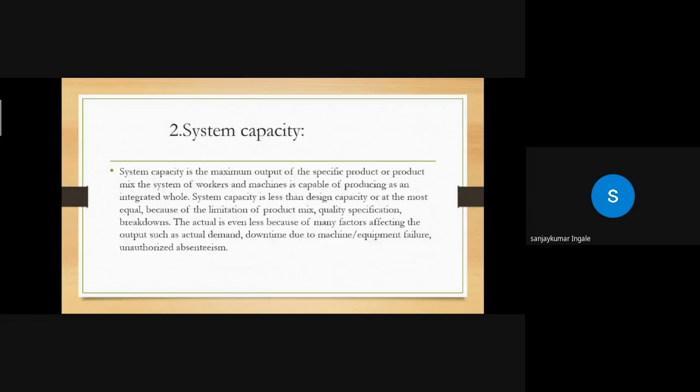Now, the second one is system capacity. System capacity is the maximum output of the specific product or product mix the system of workers and machines is capable of producing as an integrated whole. System capacity is less than design capacity or at most equal. It is not more than the design capacity because of limitation of product mix, quality specification and breakdown.